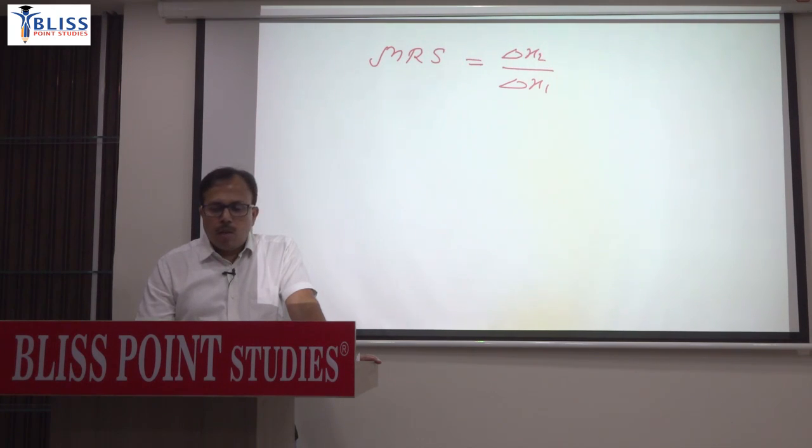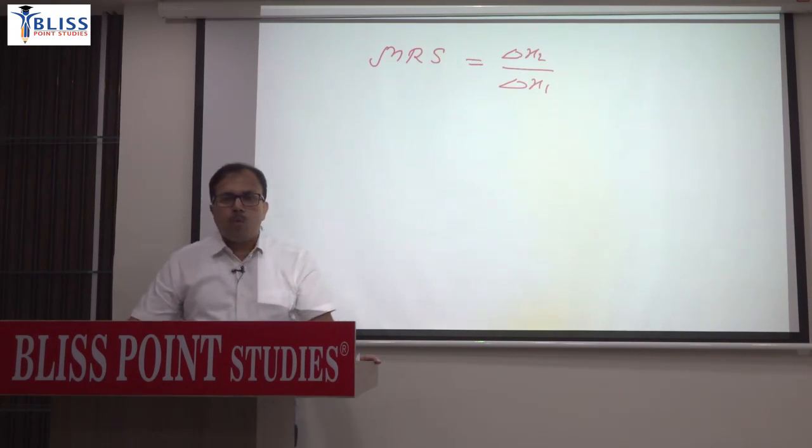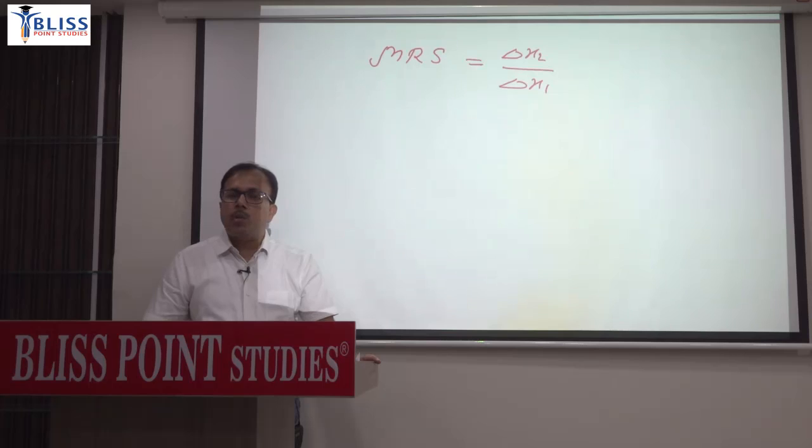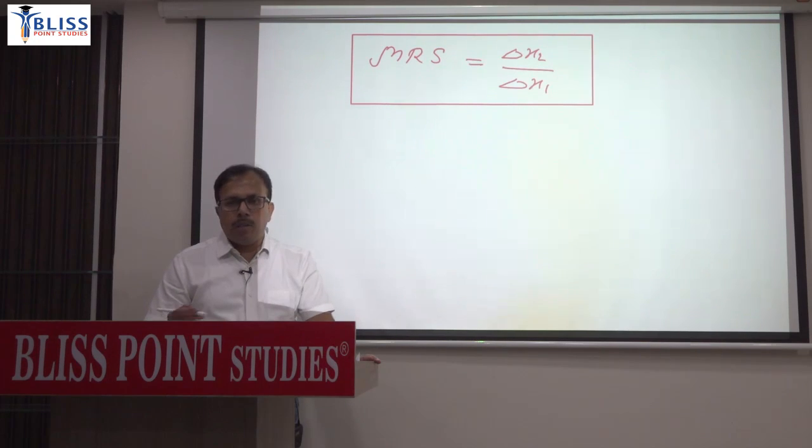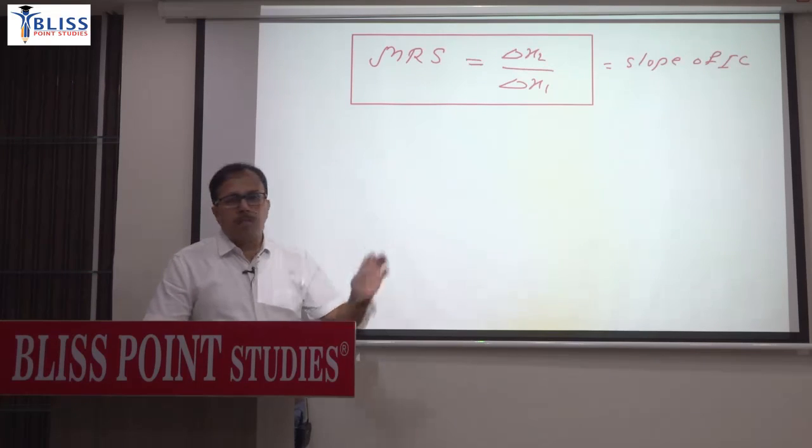I repeat, MRS measures the amount of good 2 that consumer is willing to give up in order to consume one additional unit of good 1, so that utility remains same. So to calculate MRS, basically you will use this delta x2 by delta x1. And remember, delta x2 by delta x1 is nothing but differentiation. It is dx2 by dx1, and whenever you do that you get slope. So what is slope of indifference curve? Slope of indifference curve is MRS.